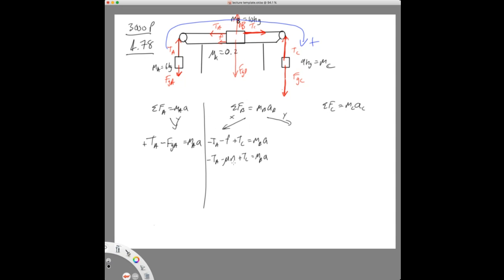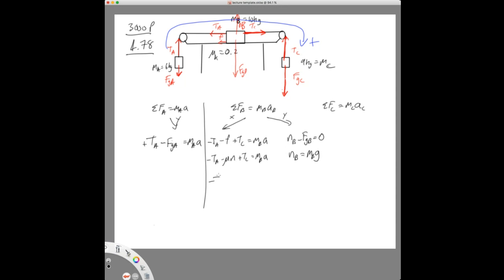And the fact that the normal appears is the reason why I need to go to the y direction. In the y direction, I have NB minus force of gravity B equals really just 0 because it doesn't accelerate. This tells me that NB is just equal to, I'm going to skip a step here because I'm hoping we're getting used enough to force of gravity just being mass times g. So my normal force is, again, just mass times g. And I can put that in here.